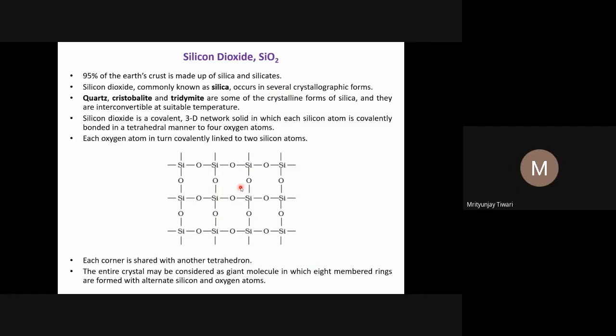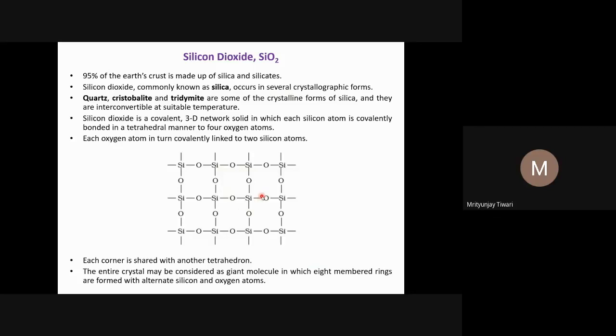So silicon here is sp3 hybridized. Each silicon atom is sp3 hybridized. Oxygen is also sp3 hybridized. Oxygen contains two lone pairs and two bond pairs, so oxygen also takes a tetrahedral arrangement if you consider the lone pairs. For silicon, all four bonds are there, four bond pairs, and these bond pairs are arranged in a tetrahedral geometry.